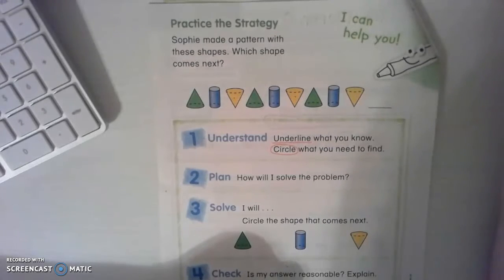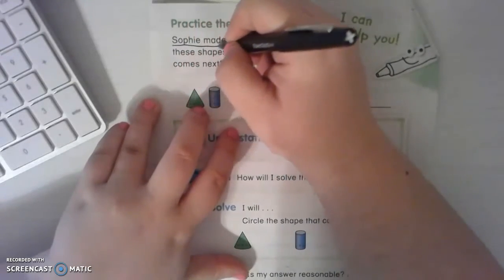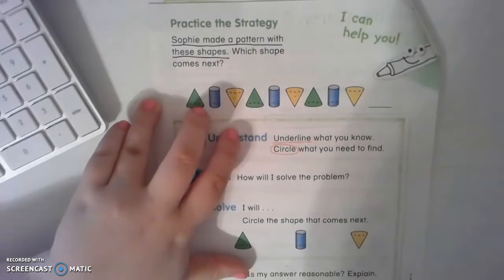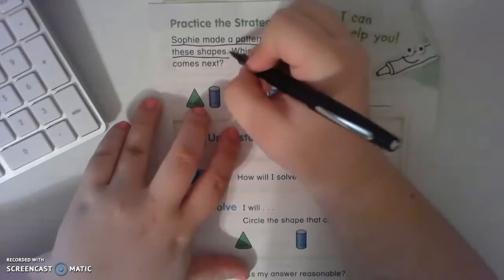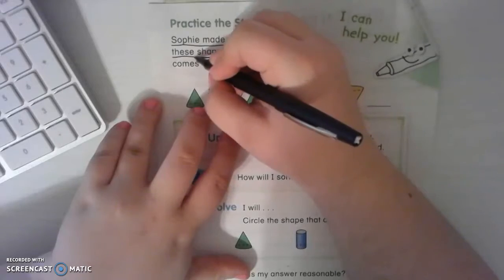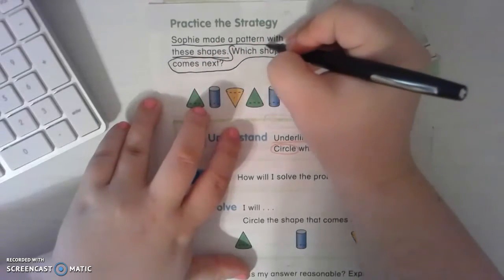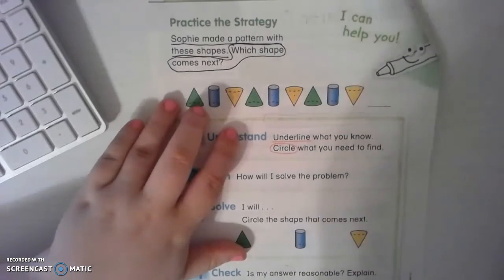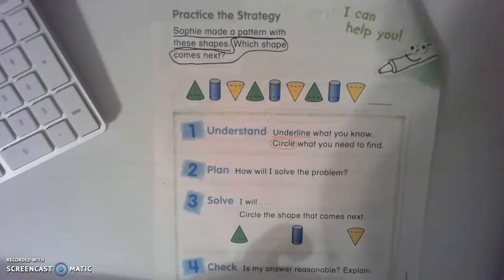So let's underline what we know and circle what we need to know. Well, we know that Sophie made a pattern with these shapes. So we're going to underline the first sentence because we know the pattern and the shapes that Sophie made. Now we don't know what shape comes next, so we need to find that. So we're going to circle that. Sometimes it's easier if you do it in a different color, which you totally can do if you want to. Miss Martin's going to just do it in one color so you can see it, but you feel free to get another color. Okay, so how are we going to solve this?